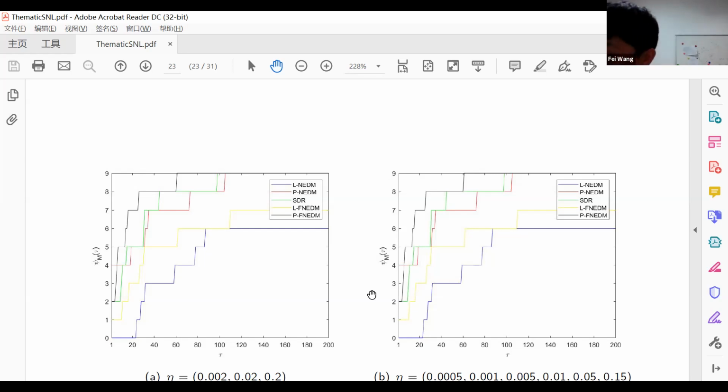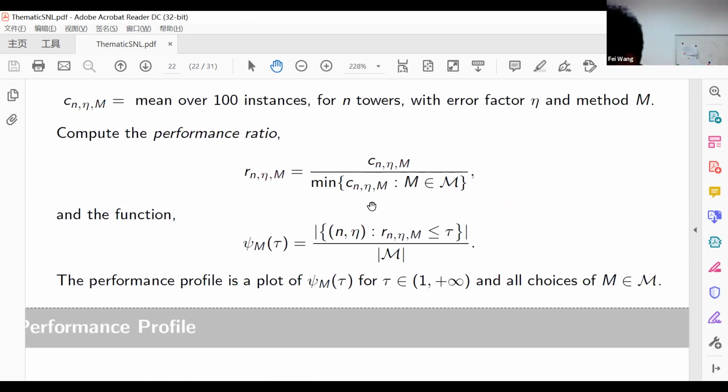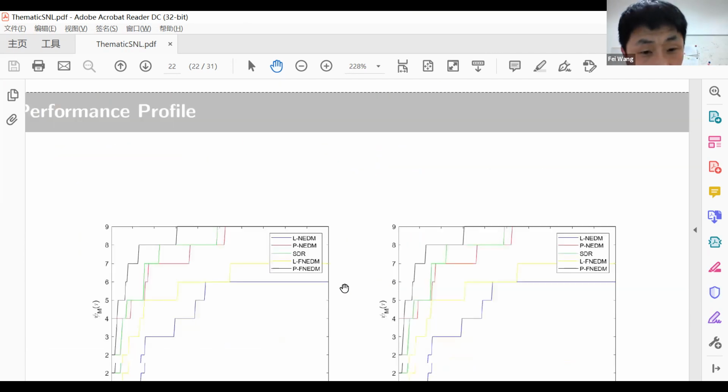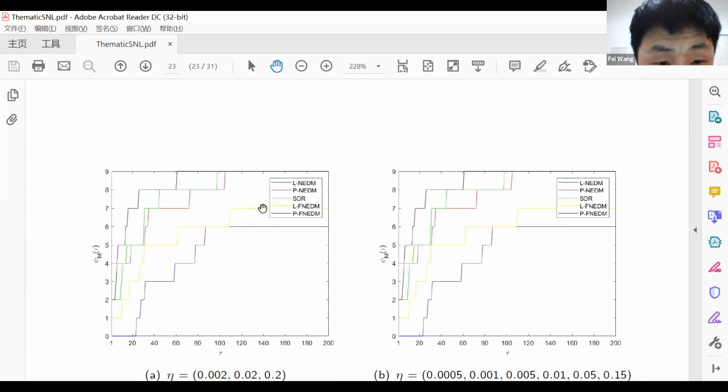Smaller values of this imply better performance, and the function phi m measures how many pairs were solved with a performance ratio that is better. The function is monotonically non-decreasing, and larger values are better. So the one on the top is better. The black one is the best and the blue one is the worst.